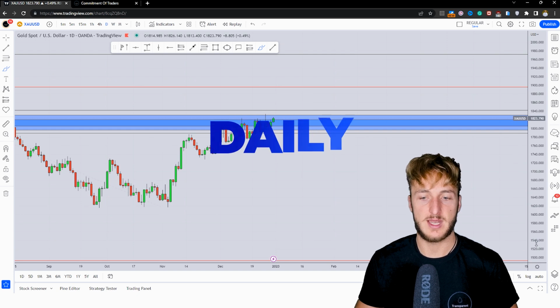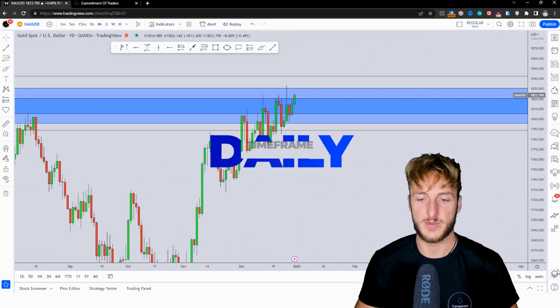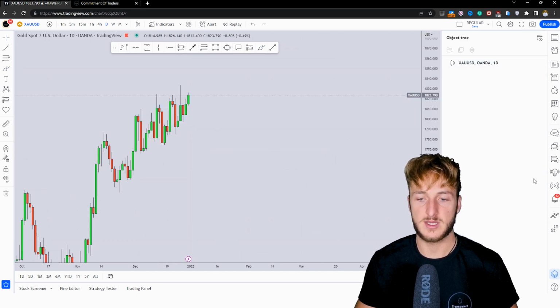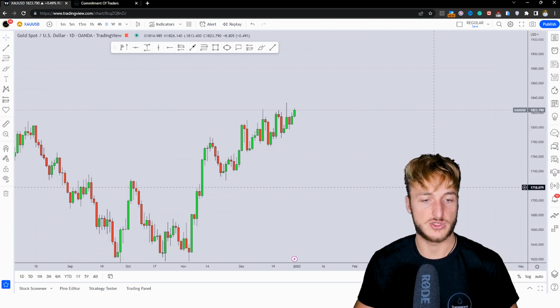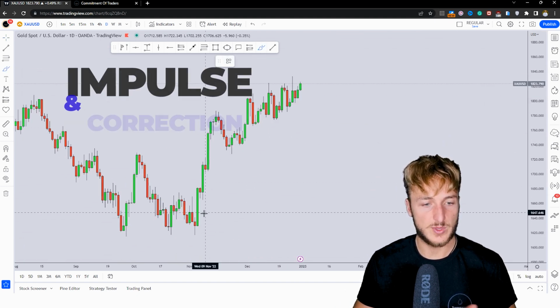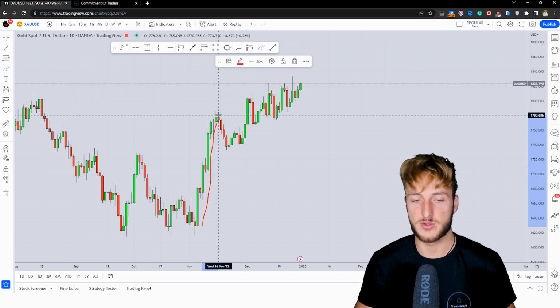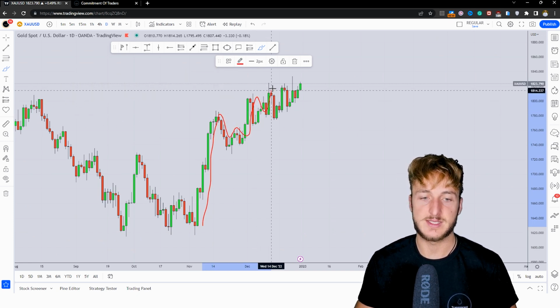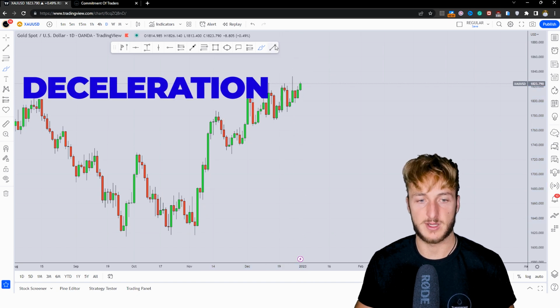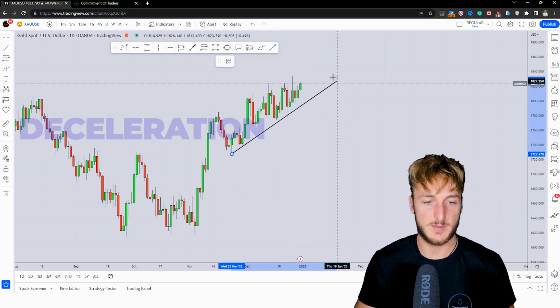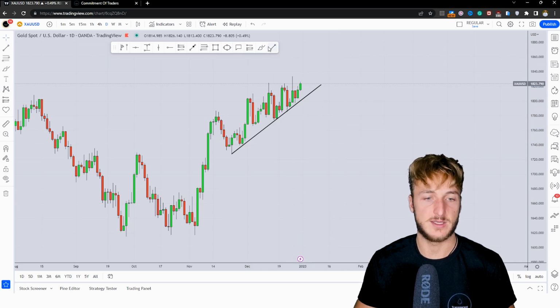Now, dropping down on the daily time frame, what do we have? From a daily perspective, the pattern that the market is currently printing is actually quite clear. We started with a very strong impulse, right? So the market had very strong bullish momentum. And then we started entering inside of this deceleration pattern. The deceleration pattern that I'm speaking about is an ascending wedge.